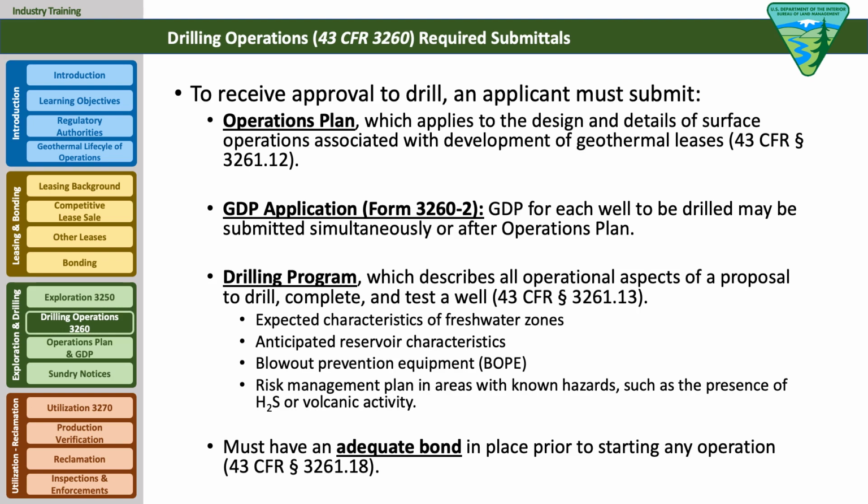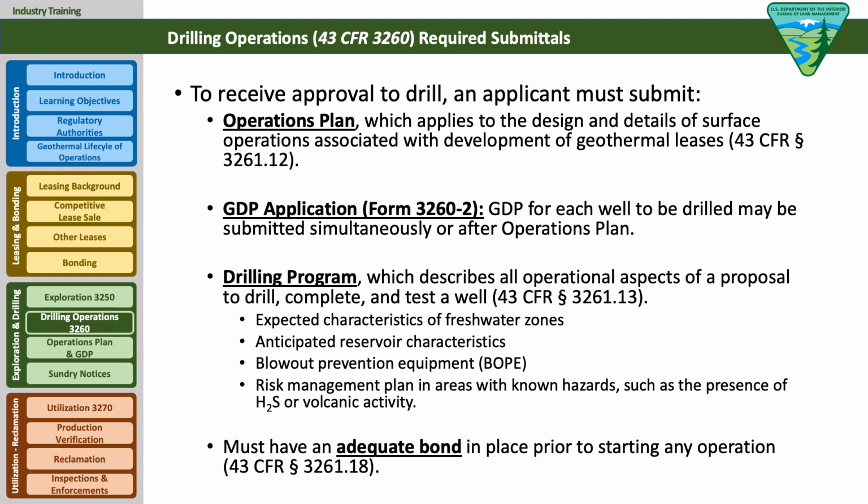An applicant must submit an operations plan, which applies to the design and details of surface operations associated with development of geothermal leases. A GDP application, or BLM Form 3260-2, for each well to be drilled. GDPs may be submitted simultaneously or after the operations plan.